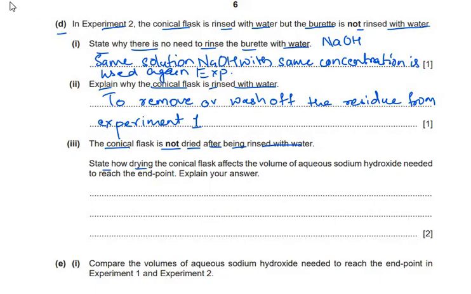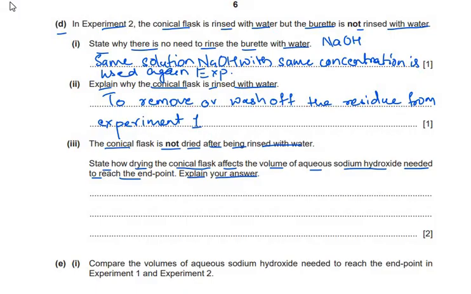State how drying the conical flask affects the volume of aqueous sodium hydroxide needed to reach the end point, and explain your answer. I'll say there won't be any change in the volume of sodium hydroxide required for the experiment. The reason is that even if some droplets of water stay back in the conical flask, the number of molecules of HCl that we have added with the help of the measuring cylinder will not change, and as the number of molecules of HCl does not change, it won't change the molecules of sodium hydroxide needed for the reaction.